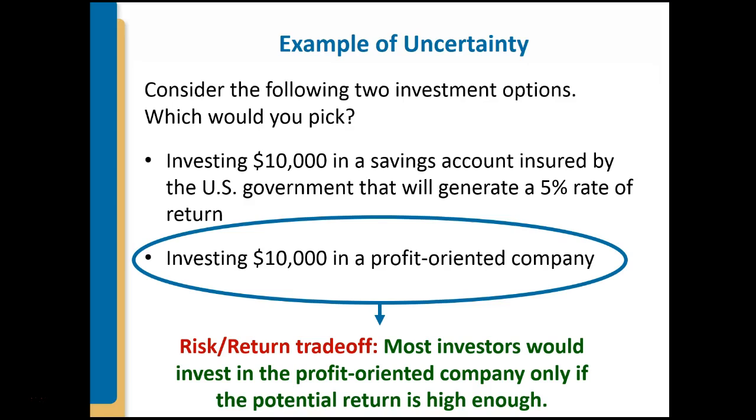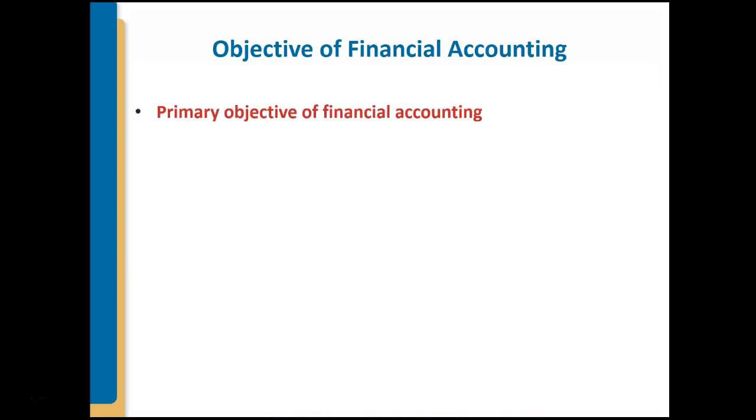So potential investors require information about the company that will help them estimate the potential for future profits, as well as the return they can expect on their investment and the risk that's associated with it. If the potential return is high enough, investors will prefer to invest in the profit-oriented company, even if that return has more risk associated with it.